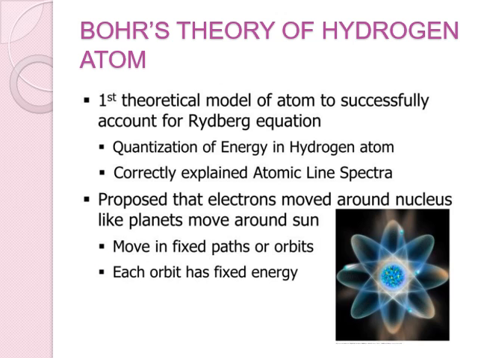Right, we go with the Bohr theory of the hydrogen atom. Bohr is the next theory that was proposed by scientists on the hydrogen atom. It is the first theoretical model that successfully accounts for the Rydberg equation, with quantization of energy in the hydrogen atom, and it correctly explained the atomic line. The proposal says that electrons move around the nucleus like planets move around the sun, so they move in a path or orbit, and each orbit has a fixed energy.